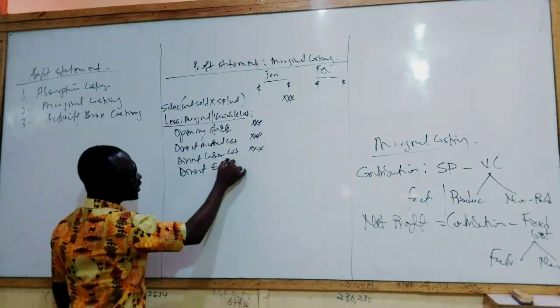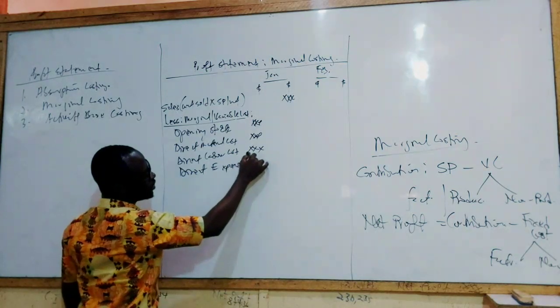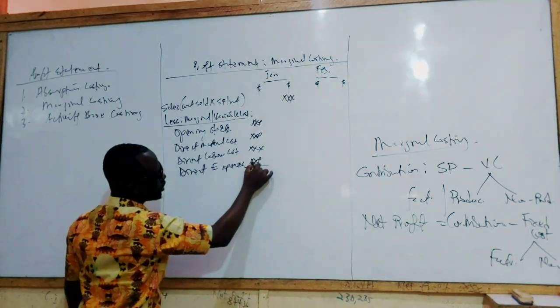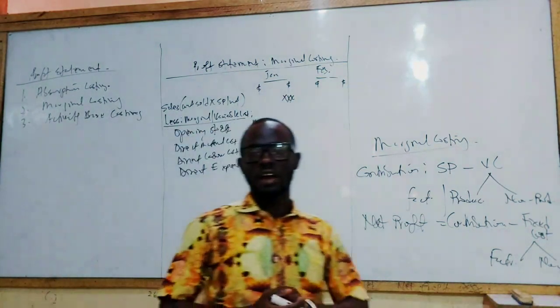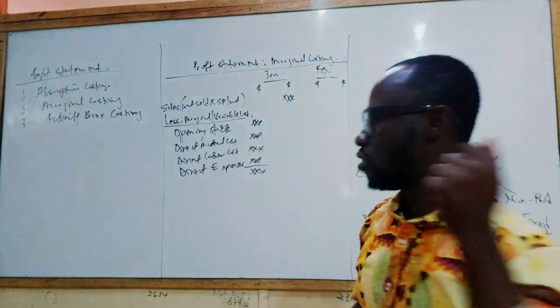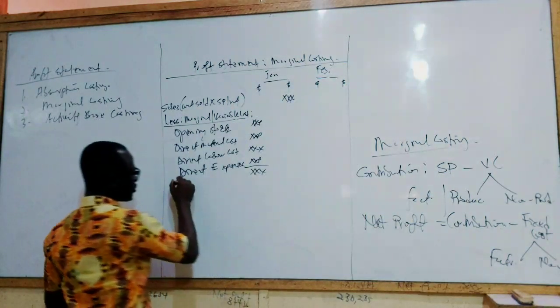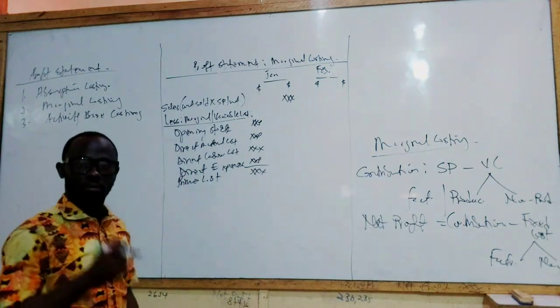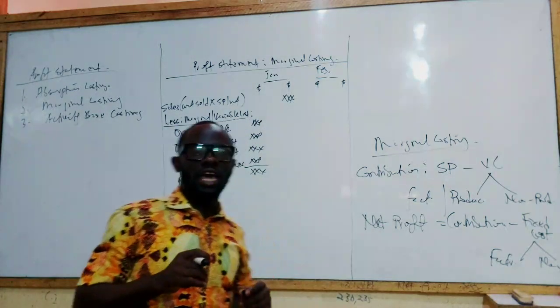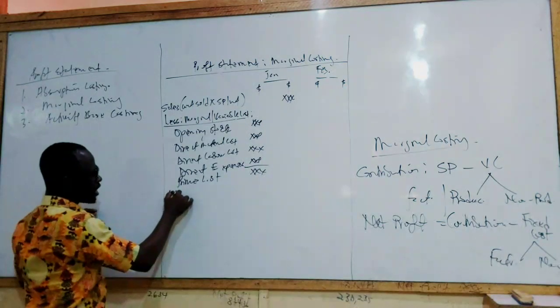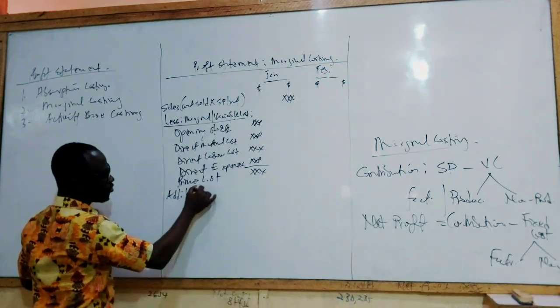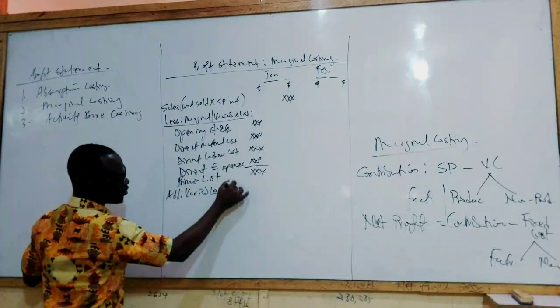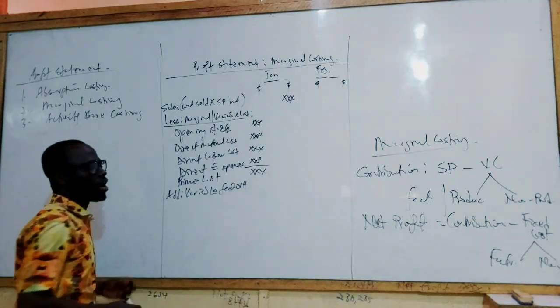Then we come to direct expenses, if there is any in the question. And the summation of all direct costs gives us what? Prime cost. So that is our prime cost. Now, once we get our prime cost, we add the variable factory overheads.